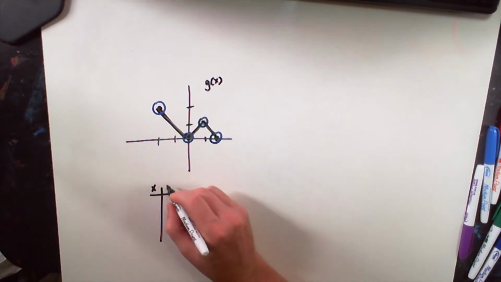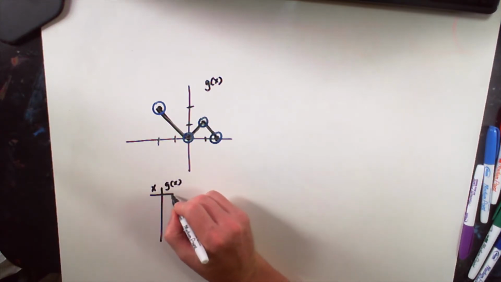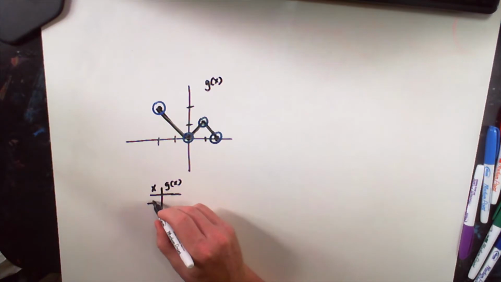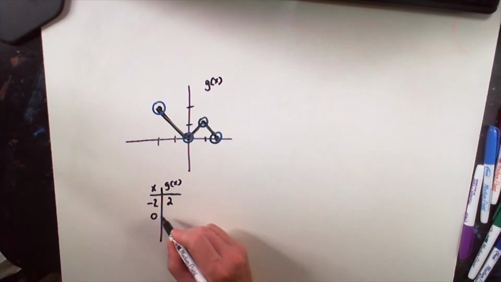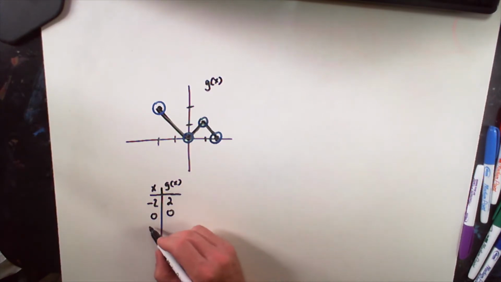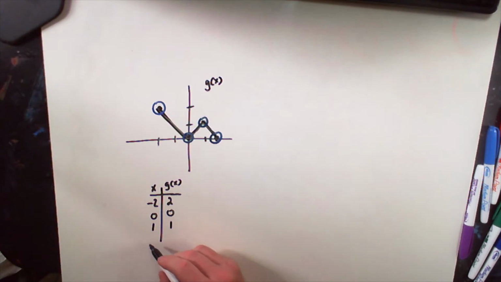So I have my x and I have g of x. So when x is negative 2, g is positive 2. We've got the point 0, 0, the point 1, 1, and the point 2, 0. So next we're going to talk about vertical stretches and shrinks.